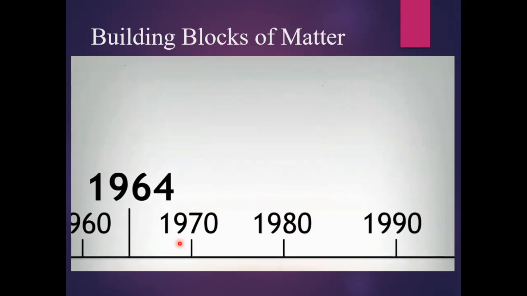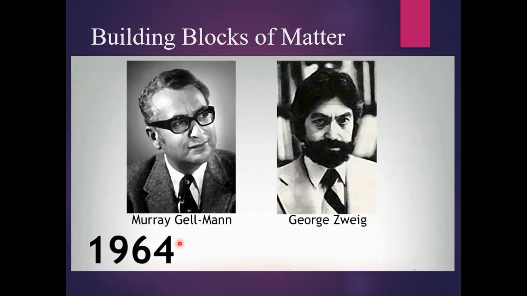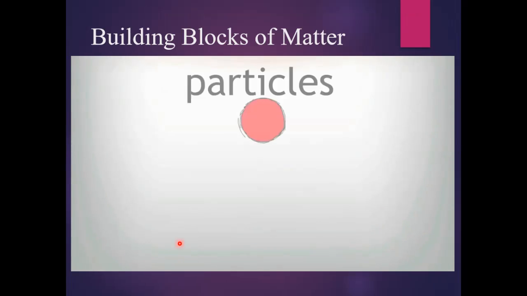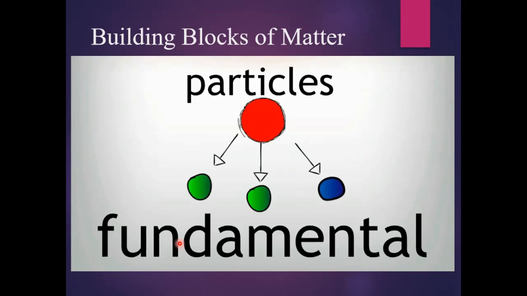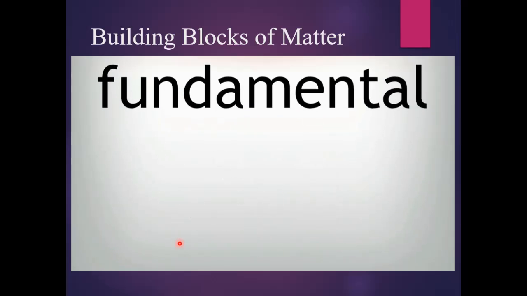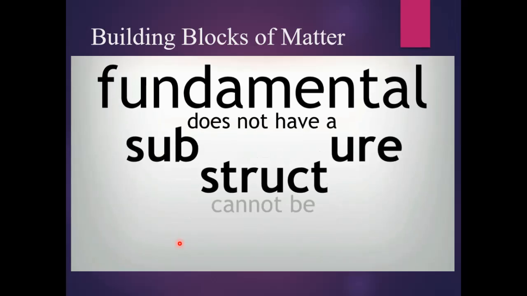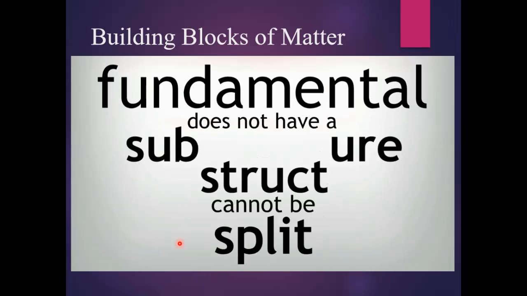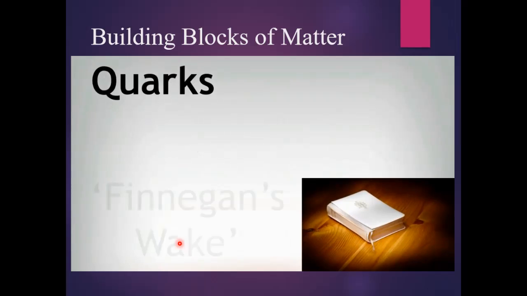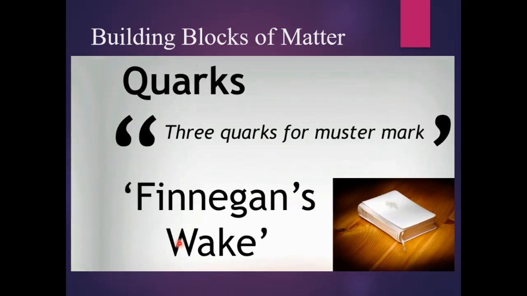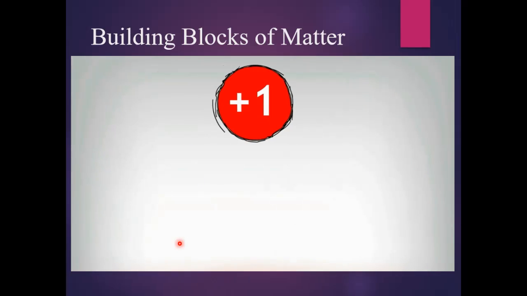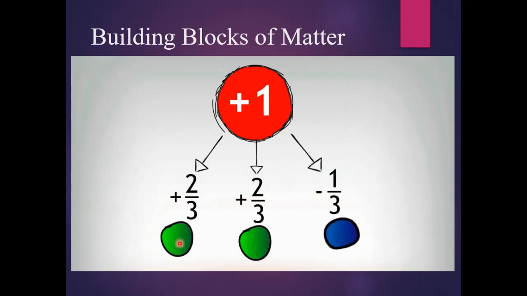In 1964, Murray Gell-Mann and George Zweig suggested that most of the known particles of the time could be explained as combinations of three fundamental particles. The term fundamental means that the particle does not have a substructure. It cannot be split. The name quarks was chosen from the James Joyce novel Finnegans Wake: three quarks for Muster Mark. In order for their calculations to work, however, these quarks needed to have a fractional charge. This was a new concept, as fractional charges had never been seen before.